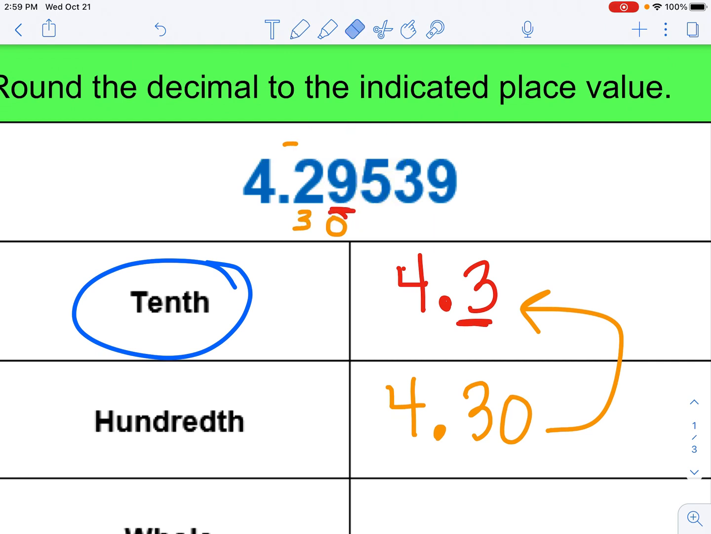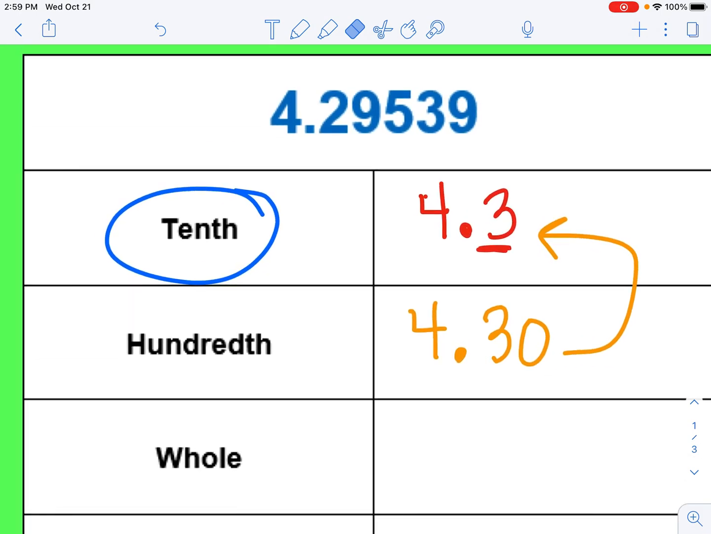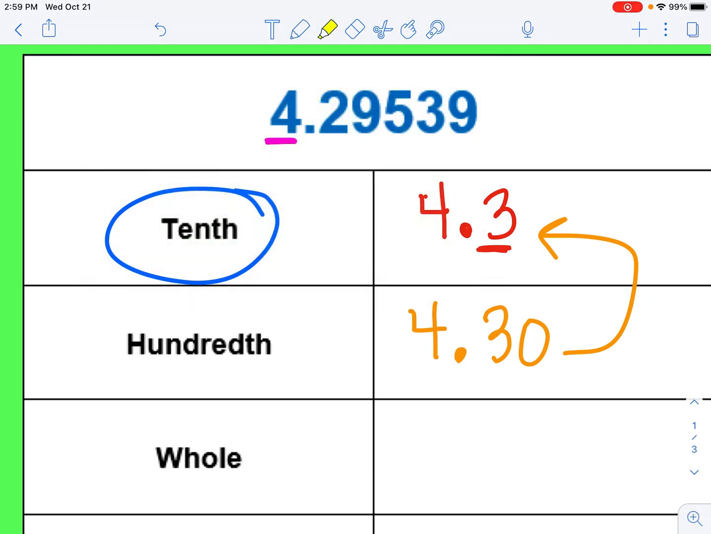Alright, let's do the next one. We need to round to the nearest whole number. So we're going to underline our whole number. Our whole number is the number before the decimal point, which is that 4. And then we highlight the number to the right of it, so it would be that 2. Is that 2 4 or less, or is it 5 or more? It is 4 or less. So my underlined digit stays the same, and my answer is just 4.